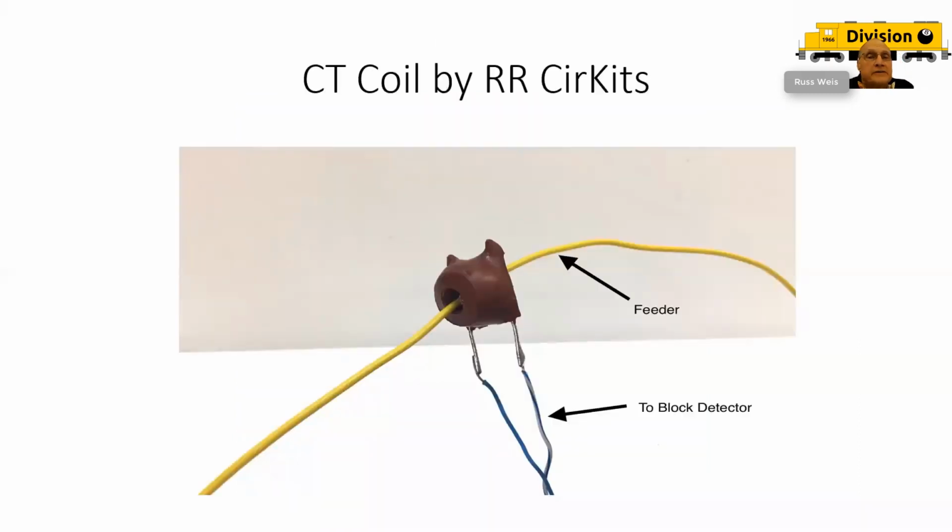So here is a CT coil, and here is one of your feeders coming off of that, the north rail that's going to go to our bus. And here are the wires that we'll see in a couple of slides that go to the block detector, which is going to be our detection and then turn around and have it activate.